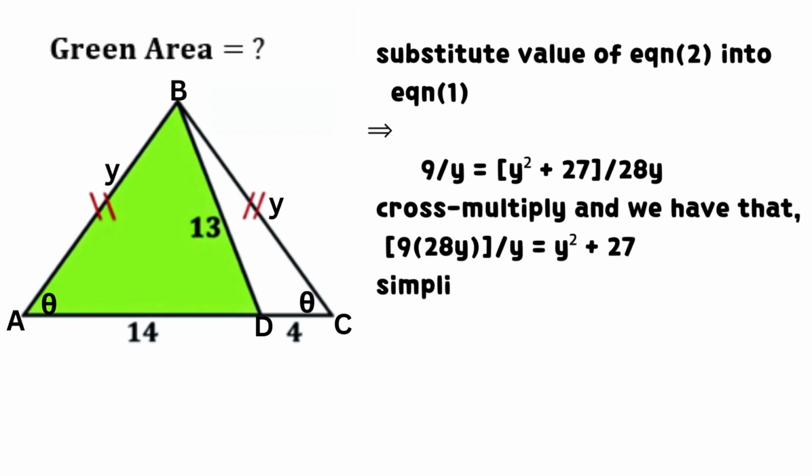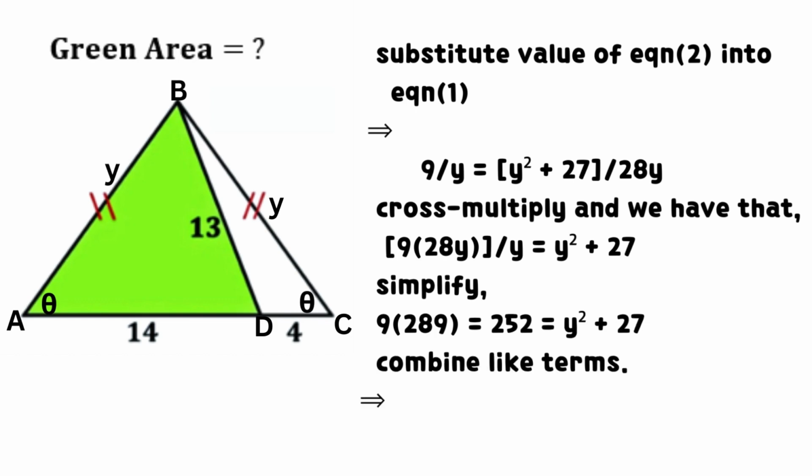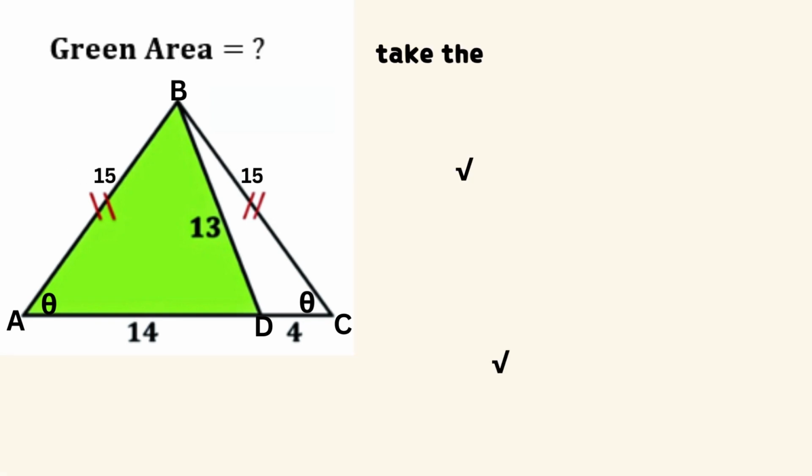It follows that 9 divided by y equals y squared plus 27, all divided by 28 times y. Cross multiply and we have that 9 times 28y, all divided by y, equals y squared plus 27. Simplify and combine like terms. It follows that y squared equals 252 minus 27, which equals 225.